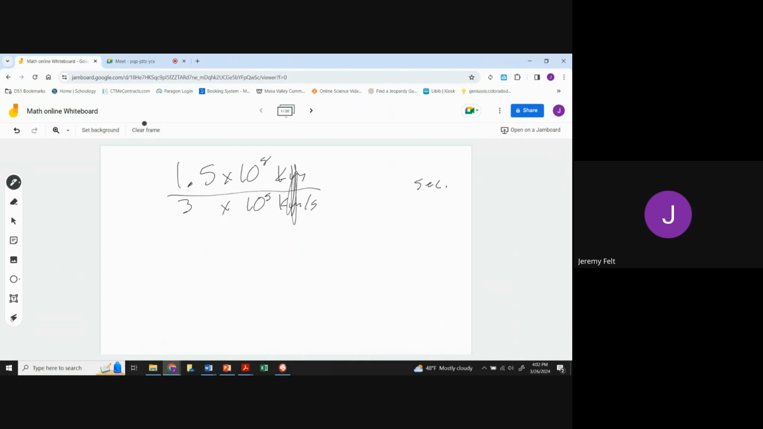1.5 divided by 3 is 0.05. At 10 to the power, so we did this part first. Now we're looking here, 10 to the power of 8 or 10 to the power of 5. 8 minus 5 is 3. And then we move this to the right.